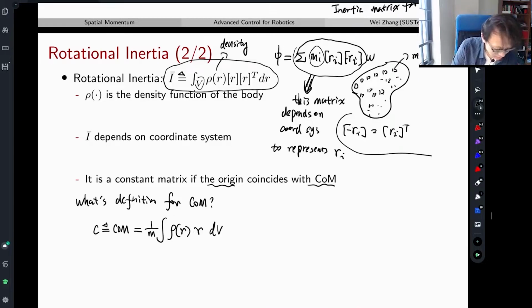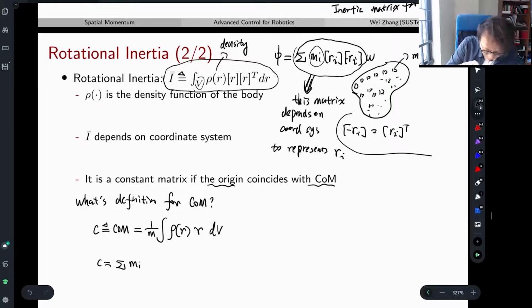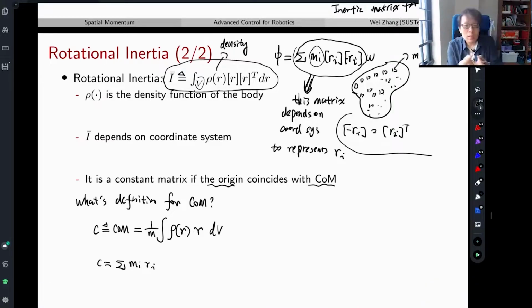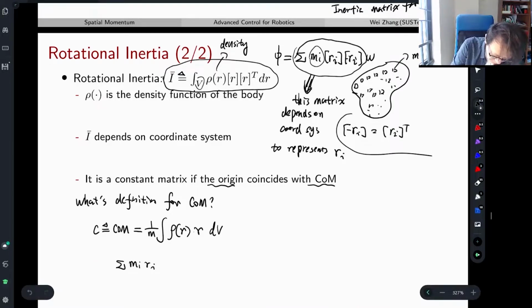Or you can think about this, if you like the infinitesimal way of thinking, as the summation of m_i R_i. It's a weighted sum of all the point locations, and its weight is the infinitesimal mass around that location. That's the center of mass. Oh, sorry, you need to divide by the total mass, so multiply by 1 over m.